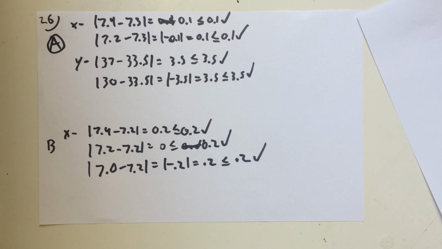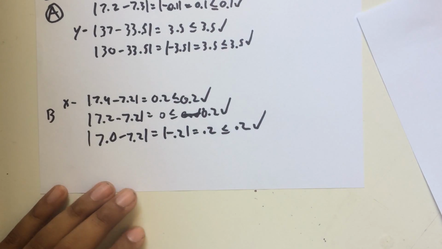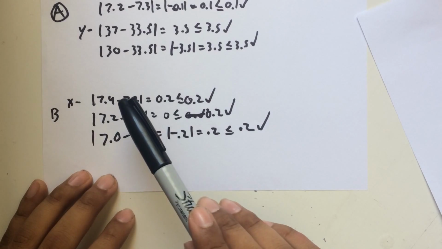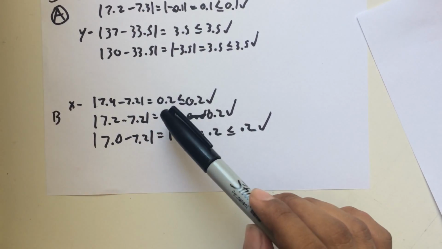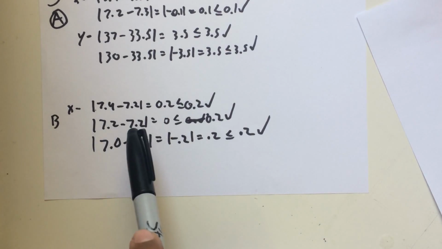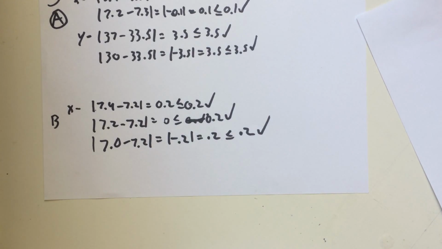Now, the thing to note is that the other answers also seem correct. So for example, we can look at answer B and look at their x equation. So their x equation is |x - 7.2| is less than or equal to 0.2. And so we can plug in the maximum. So we have 7.4 minus 7.2 is equal to 0.2, which is less than or equal to 0.2. And so that works. Now we can plug in the minimum, which is 7.2 minus 7.2 is equal to 0, which is less than or equal to 0.2. And so we see that this equation does include the optimal range.